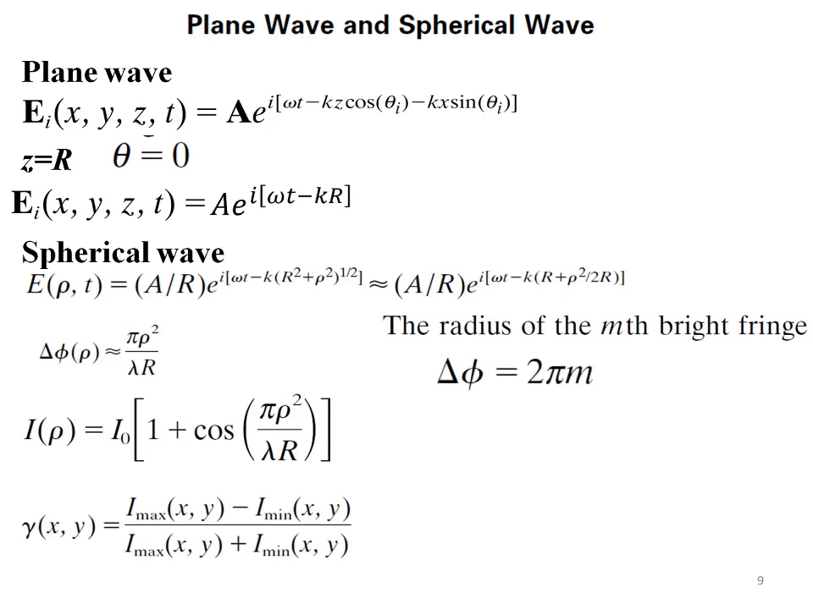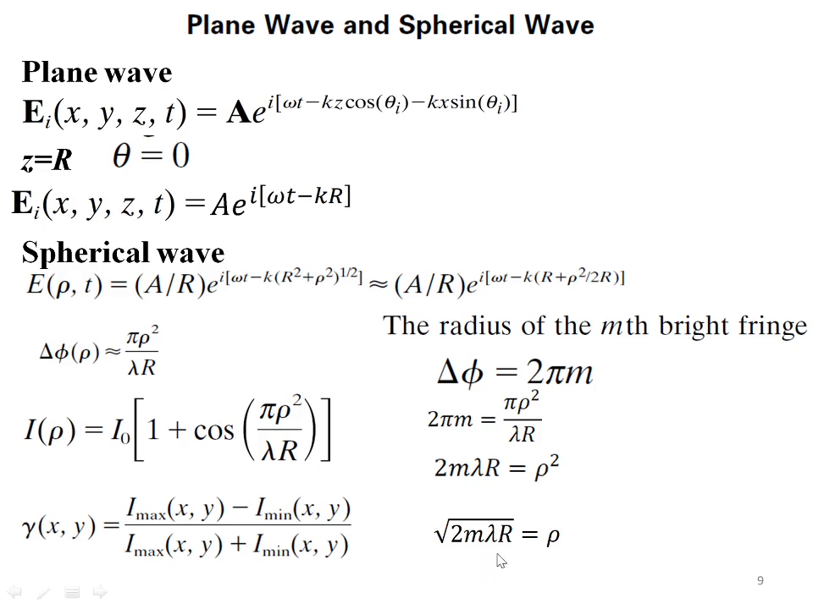Then let us try to find out the radius of the mth bright fringe. You know, delta phi is equal to 2 pi m. This is the condition for constructive interference. We have already done that, right? The phase difference must be an integral multiple of 2 pi. So if we substitute the value of delta phi here, in this equation I am substituting this condition, so I find 2 pi m is equal to this. Simplifying this a little gives us 2m lambda r is equal to rho square, and from here we can find the radius of the bright fringes, the mth bright fringe, the first bright fringe, second bright fringe, third bright fringe, and so on. So this will be the radius of the mth bright fringe.